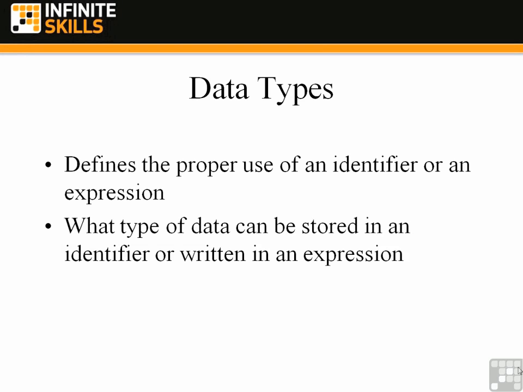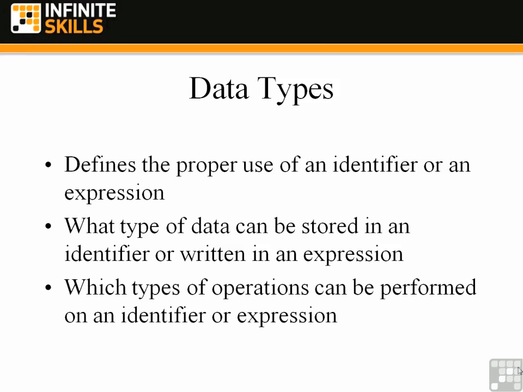Data types also determine what type of data can be stored in an identifier or written in an expression. I'm going to show you some examples of that in just a moment. And then finally, data types determine which types of operations can be performed on an identifier or expression. For example, we can't add a date to a number, and we can't perform addition on a string and a date. Those are examples of operations that are not allowed because of the mixing of data types.